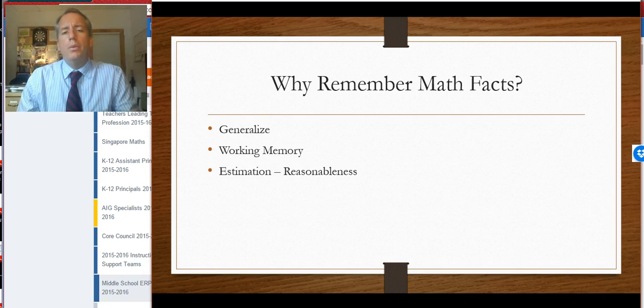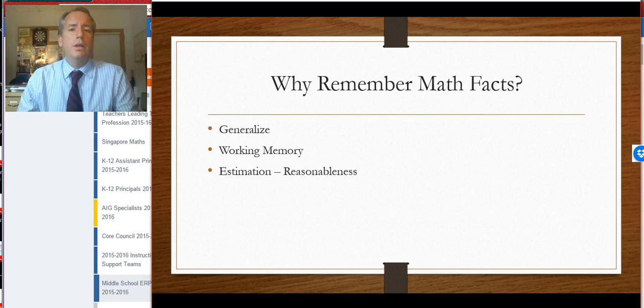When we think about the whys, it's always important to think about why we do things, right? So why do we remember our math facts? And there's 3 real keys here, because every now and then we'll run into a parent or a student who's going to say, I don't need to know these. Why are you making me memorize these? Or why do I have to remember these? Why do I have to keep practicing them? Well, there's these 3 main reasons, right? The first being the ability to generalize.